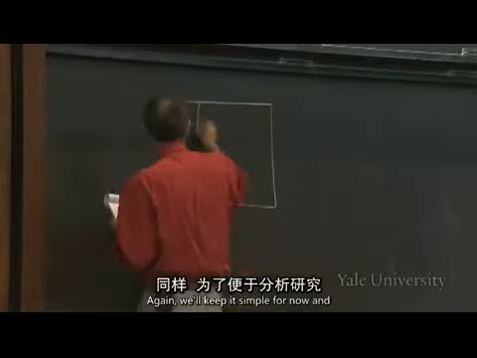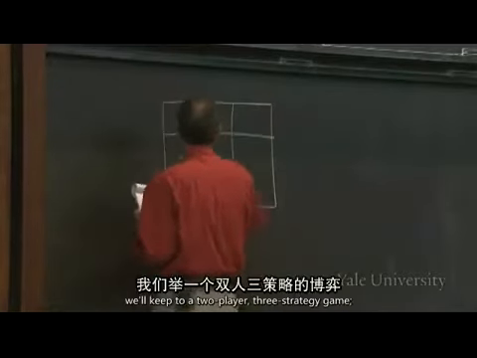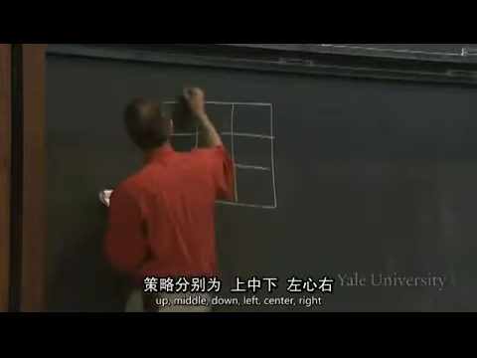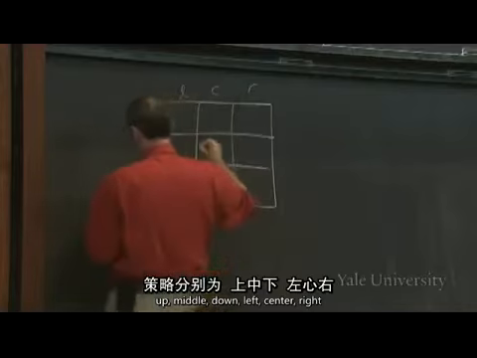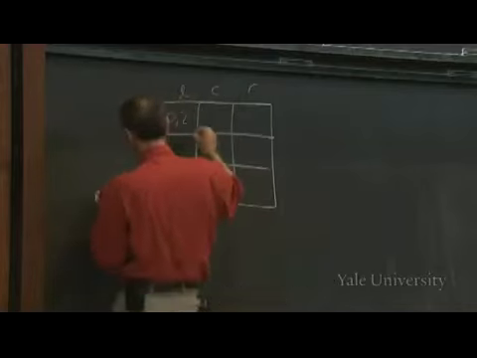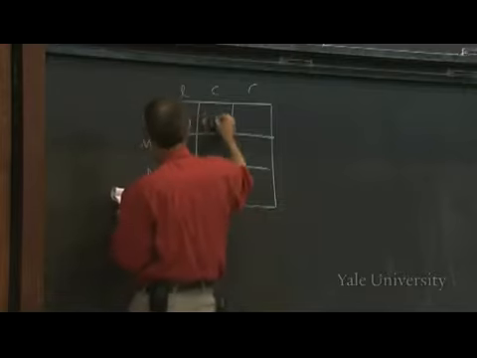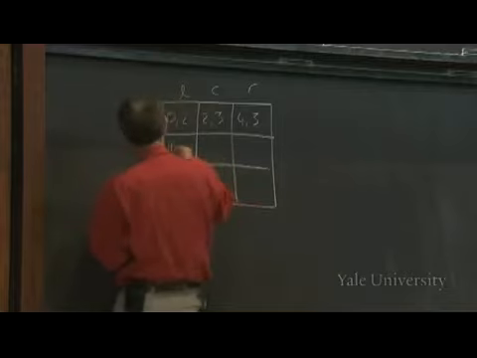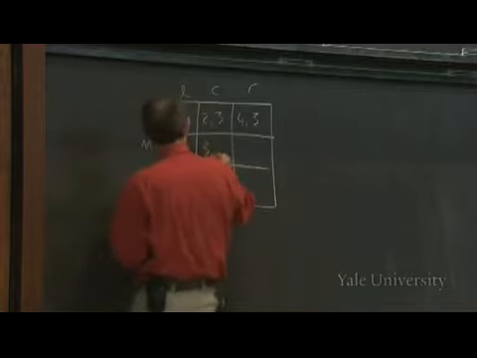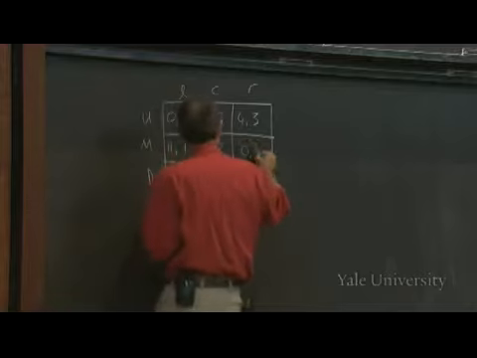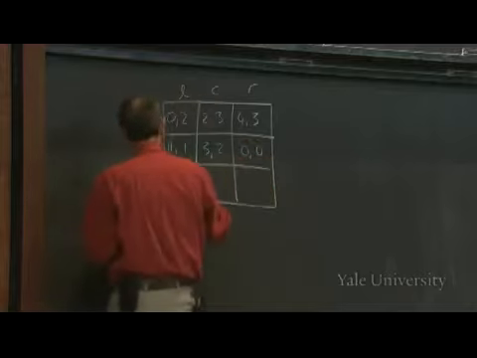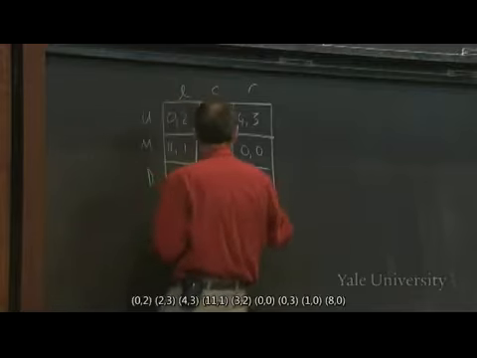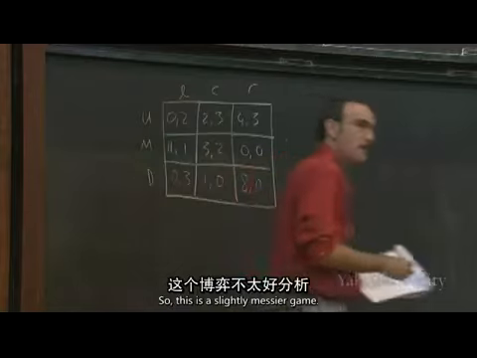And again, we'll keep it simple for now, and we'll keep to a 2-player, 3-strategy game. Up, middle, down, left, center, right. And this time the payoffs are as follows. 0-2, 2-3, 4-3, 11-1, 3-2, 0-0, 0-3, 1-0, and 8-0. So this is a slightly messier game.